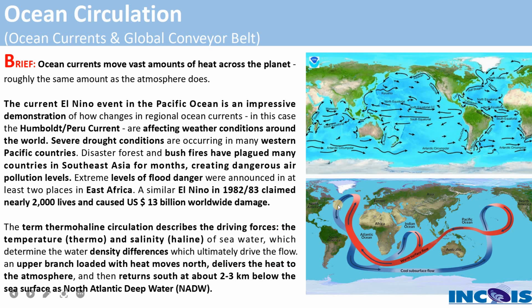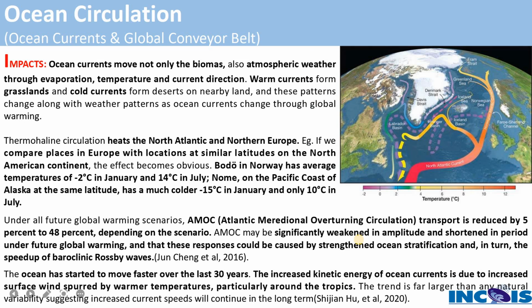And it returns from below the sea surface, around 2 to 3 kilometers below, as a North Atlantic deep water mass, right? So what kind of impacts can we see because of the changes in the ocean currents? If you see, these currents not only move the biomass but also affect atmospheric weather patterns through changes in evaporation, temperature, and current direction, right?